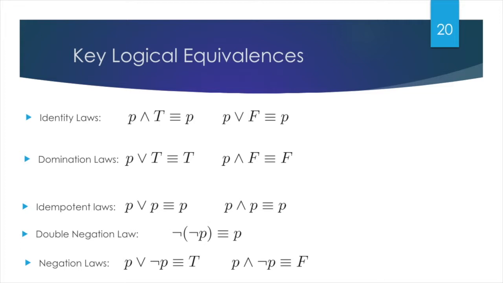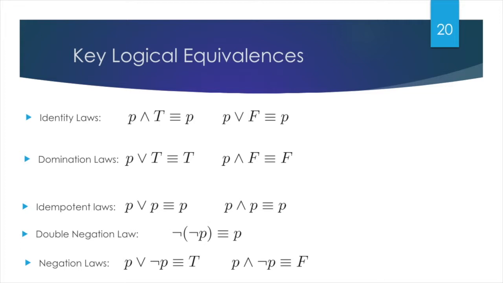There are other laws you can find. For example, P or P is P. You just basically end up with the starting point. Any statement OR that statement is always the original statement. P and P is also P. The outcome is always P. The double negation law: not not P is P. The inverse of the inverse is the original value. If P is true, not true is false, not false is true. So it will lead you to the first starting point.